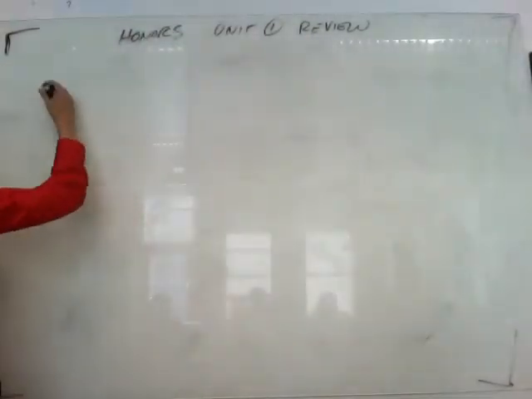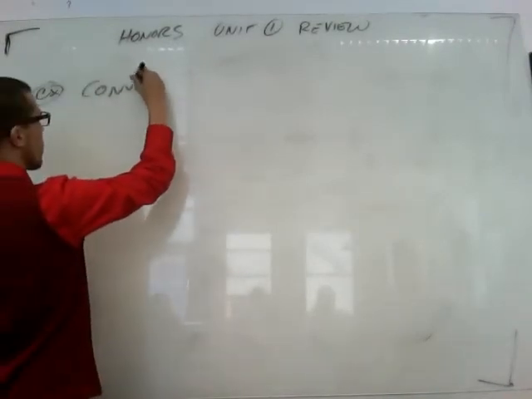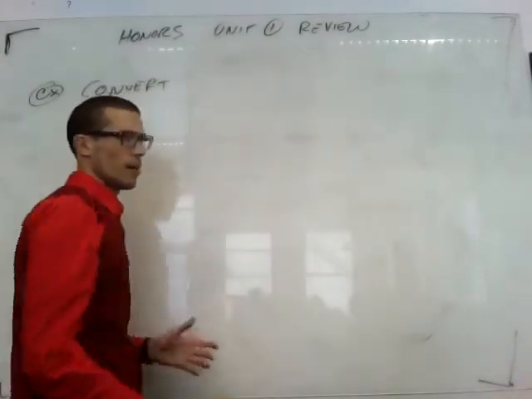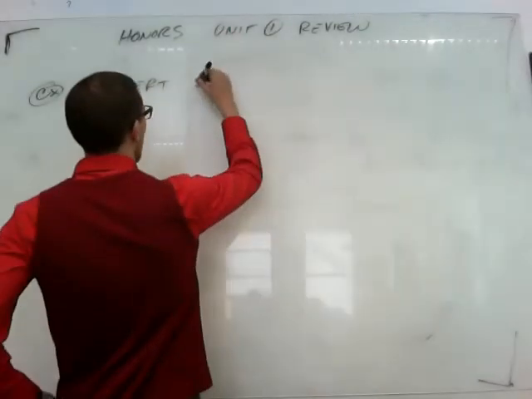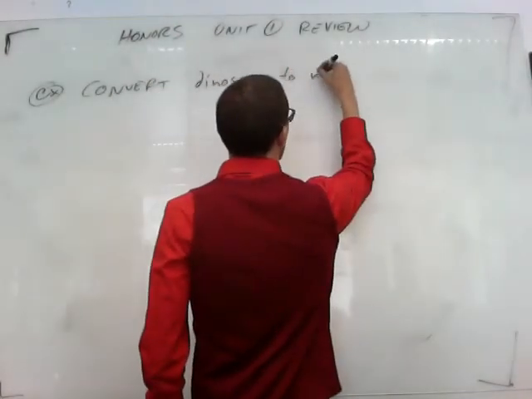So this is how it works. Here's a problem. It says convert cupcakes to miles. And let's use different things than cupcakes. Let's say convert dinosaurs to miles. Okay, convert dinosaurs to miles.